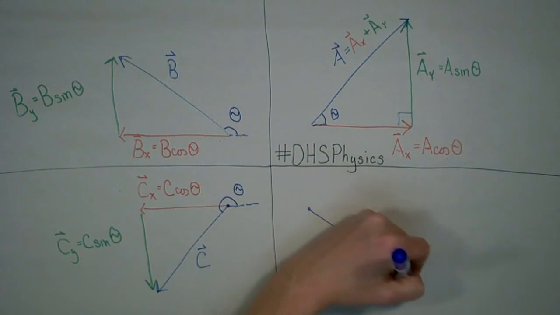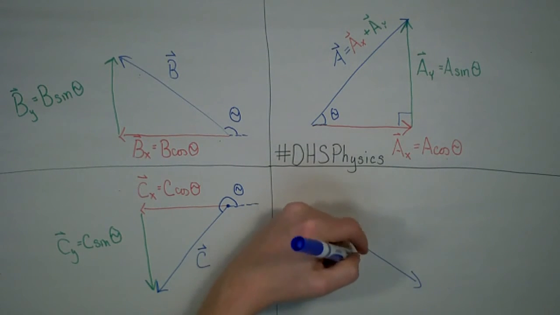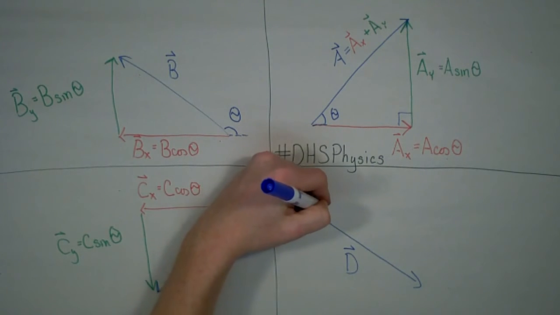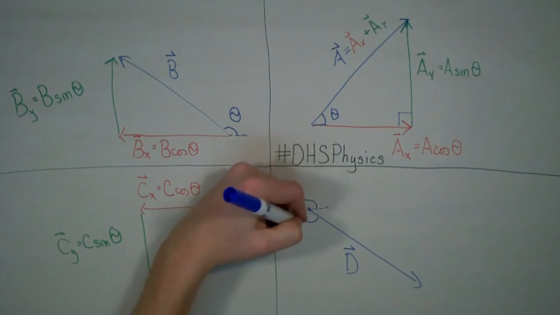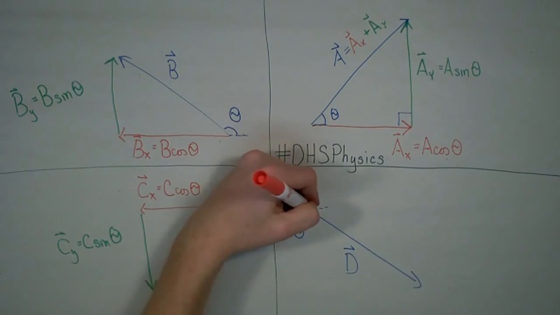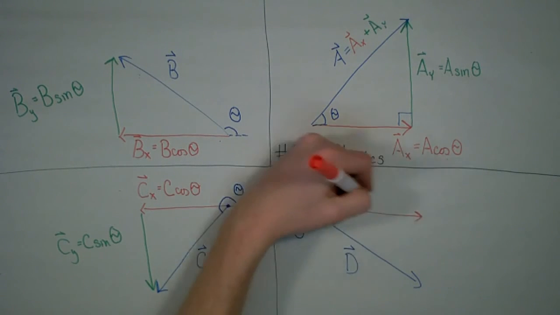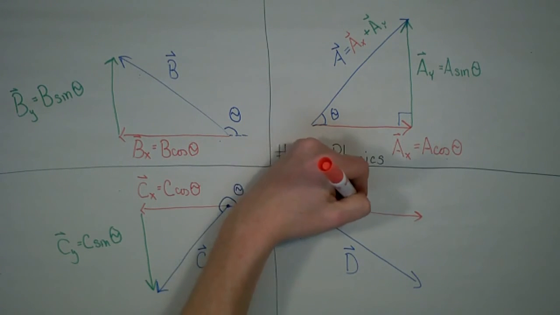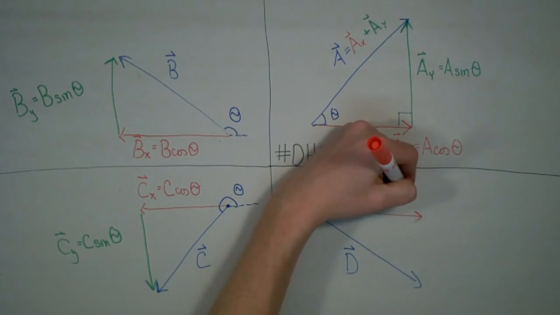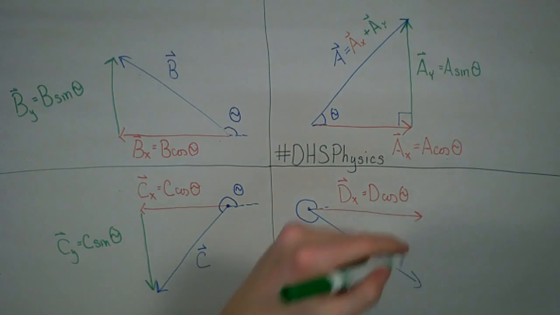Finally, we can consider vector D, where vector D is going to point into quadrant 4. We're going to define the angle the same way. So east is going to be 0 degrees, and we'll go counterclockwise until we run into the vector. So now we can see that our angle is greater than 270, but less than 360. DX will be defined as the magnitude of D multiplied by the cosine of angle theta.